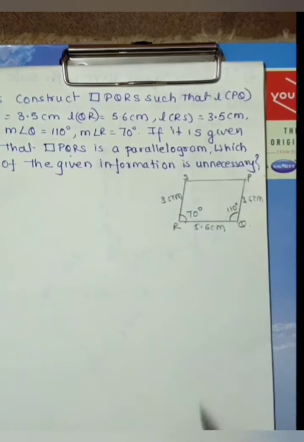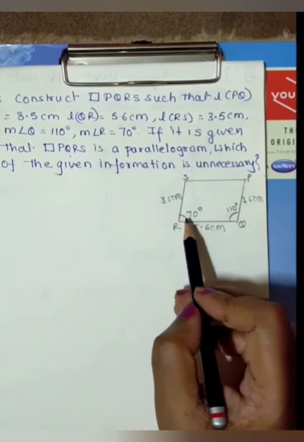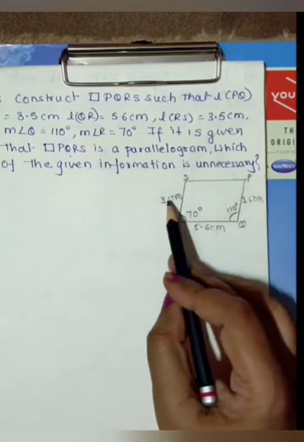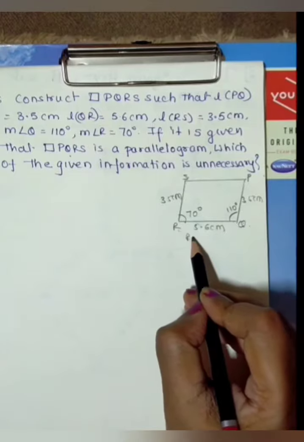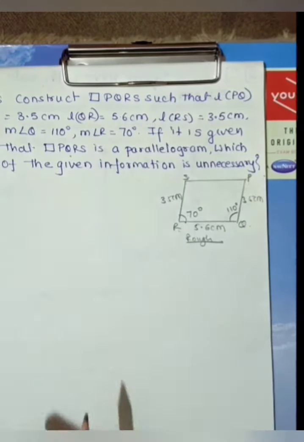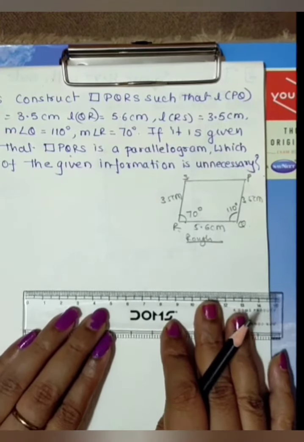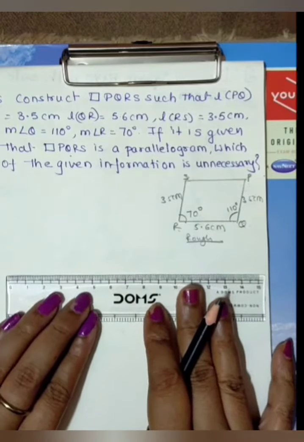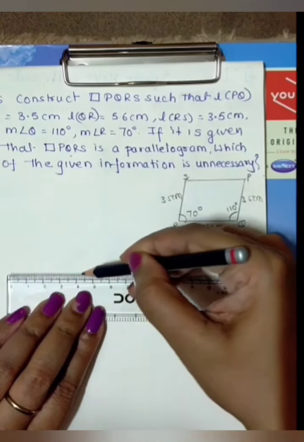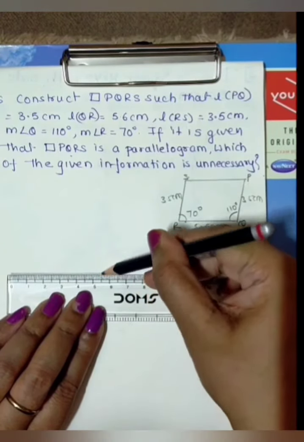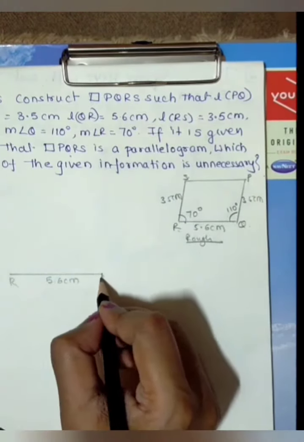So this is our rough diagram of PQRS. We have to take first measure angle 70 degree, then 110, then the sides given as 3.5. With the help of this rough diagram, I am going to draw the original one. First we will take 5.6 centimeter. So I am taking 5.6 centimeter. I think it is visible: this is 5 and this is 6. So this is 5.6 centimeter, that is our R and Q.